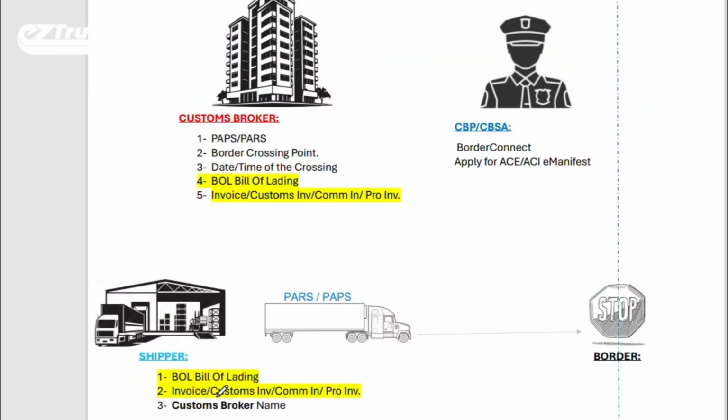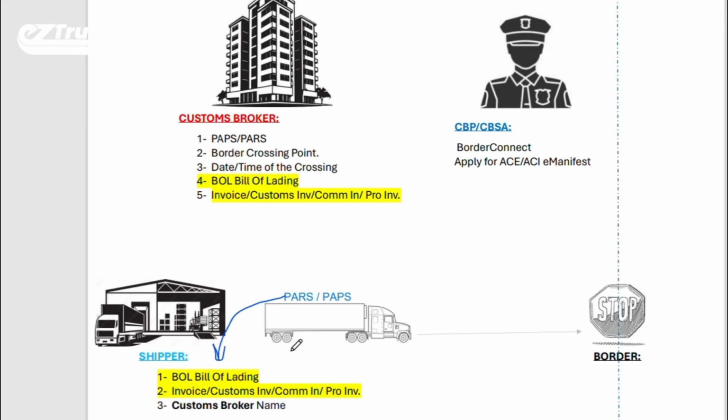Okay, in our last video, we mentioned that the documents we need from the shipper before leaving the shipper's yard are the BOL and the invoice. So we need these two documents, plus we need to know the name of the customs broker. And again, the customs broker is totally different from the freight broker who gave us the load. So now, after getting these documents and making sure everything is there, the driver or the dispatcher has to provide the PARS or PAPS sticker to be added with these documents, okay?